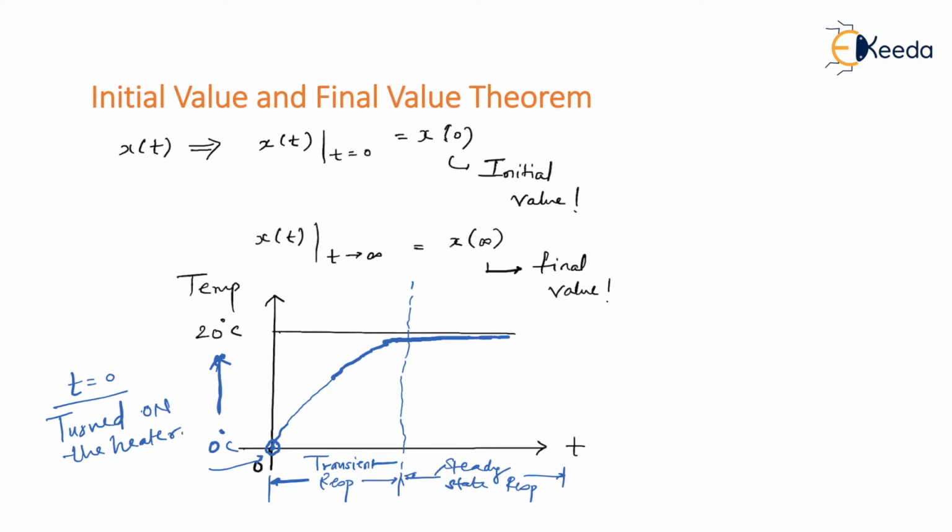So what I have done is I have divided this response in two parts. The first part, as you can see, is varying with respect to time and is known as the transient response, and the part of the response which is steady with respect to time is known as the steady state response.